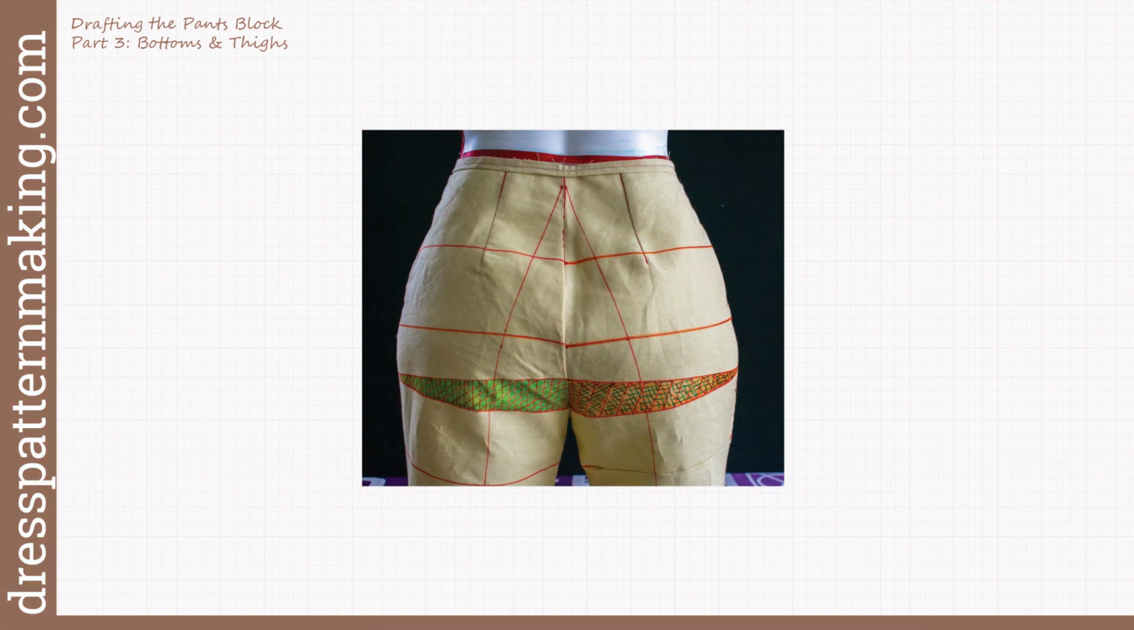So here are the takeaways from that last point. 1, you must draw all the lines from the block onto your toile. And 2, measure yourself not only before making the toile, but with the toile on, and see whether the tape measure is following those lines on the toile, especially if you are curvy.